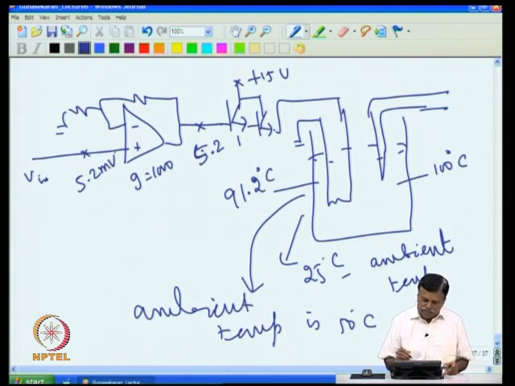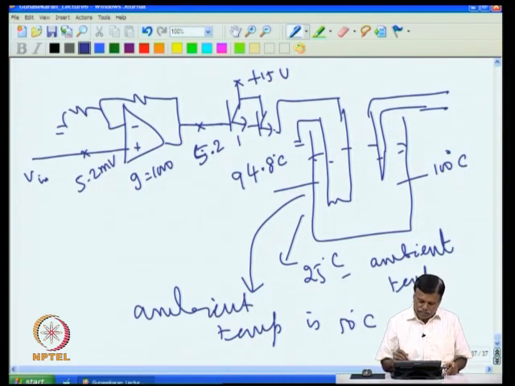Now what happens when the ambient temperature goes to 50 degrees? This will come to 5.2 millivolt, and that 4 volt is enough to maintain this. So this temperature will not be 91.2, this temperature will be 94.8 degrees. That means when the ambient temperature increased to 50 degrees, the oven has gone to 94.8 degrees C.